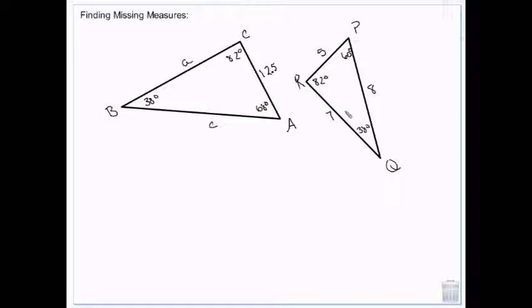We have to decide which sides match. To do that, I'm going to look at the angles. 38, 38, right? And I go across, so 5 goes with 12.5.